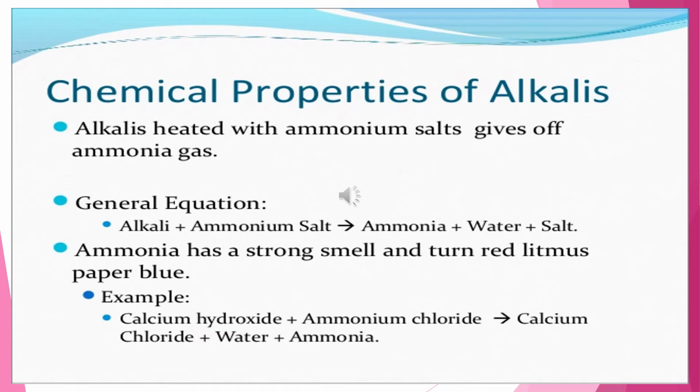Chemical properties of alkalis. When an alkali is heated with an ammonium salt, it gives off ammonia gas. General equation: alkali plus ammonium salt produces ammonia plus water plus salt. Ammonia has a strong smell and turns red litmus paper blue. For example, calcium hydroxide plus ammonium chloride produces calcium chloride plus water plus ammonia.